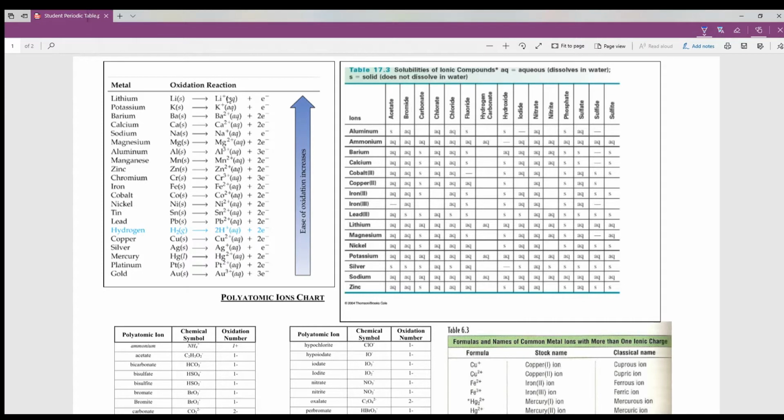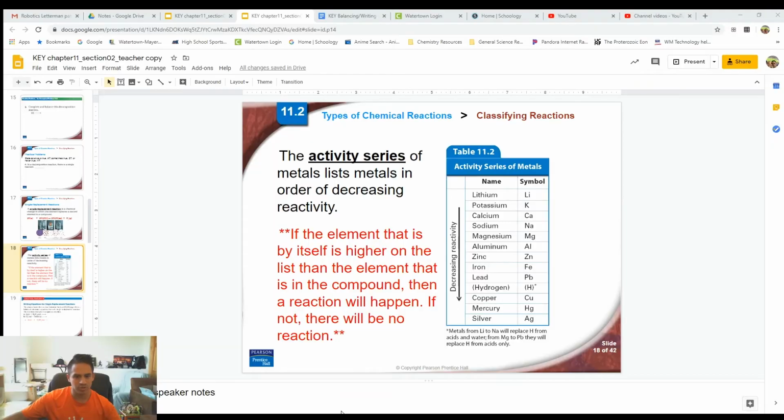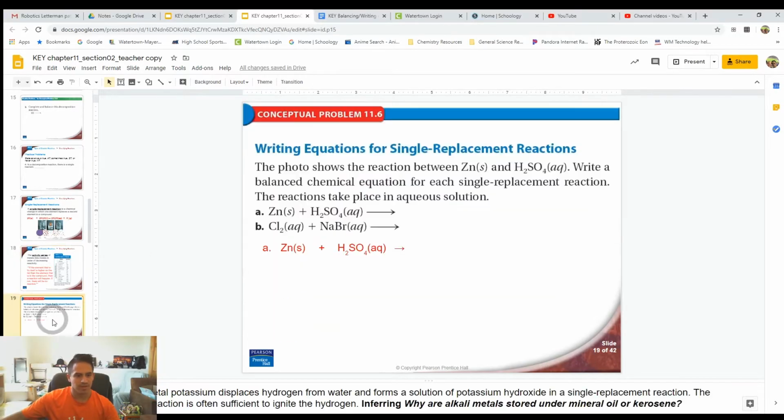So, can we type on this? No. So we're just going to write single replacement only. Okay. This is for single replacement only, and you need to use this. So let's look back at our slides here. And let's take a look at this problem again.